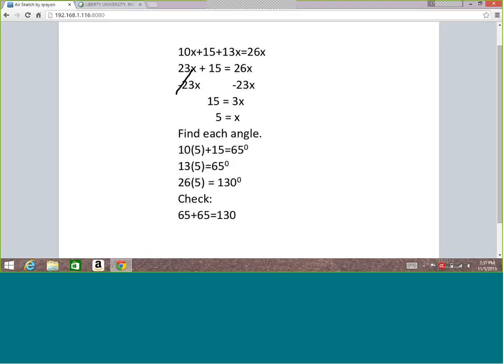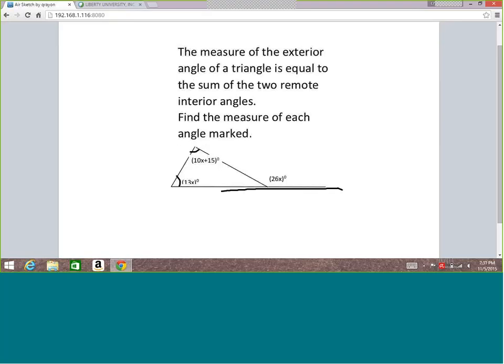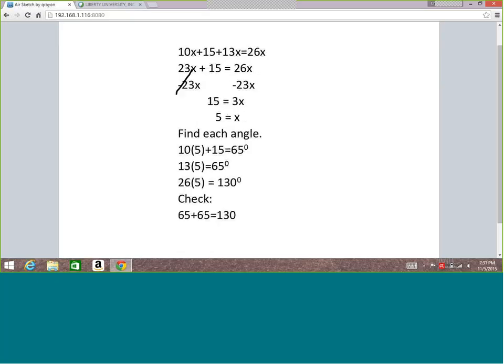So again, I found that x is 5, so I go back to my triangle, and everywhere there's an x, I put a 5 to find the angle measures. And this is interior, this is interior. So you end up with two 65-degree angles. They just happen to be equal to each other in this example. They're not always going to be equal to each other. But you have two 65-degree angles. And then the exterior angle is 130 degrees.